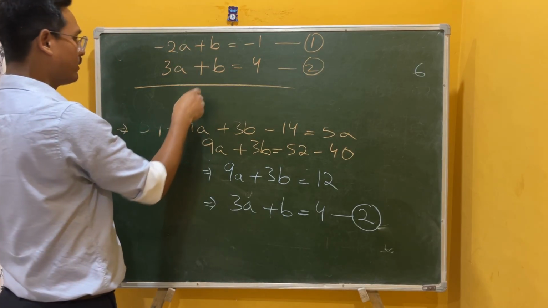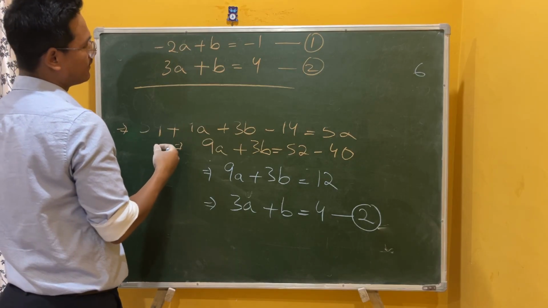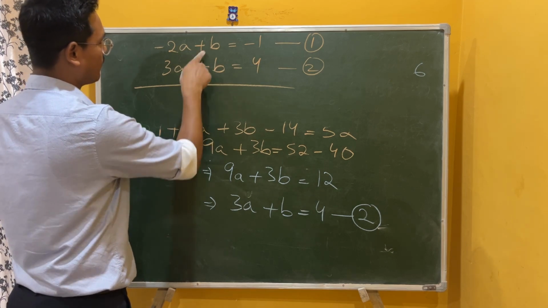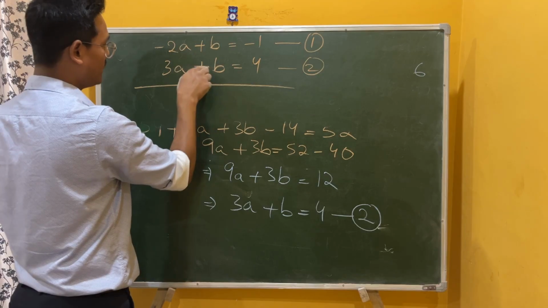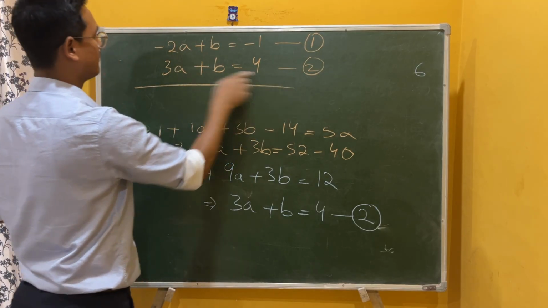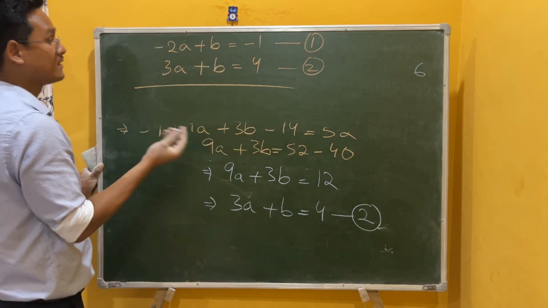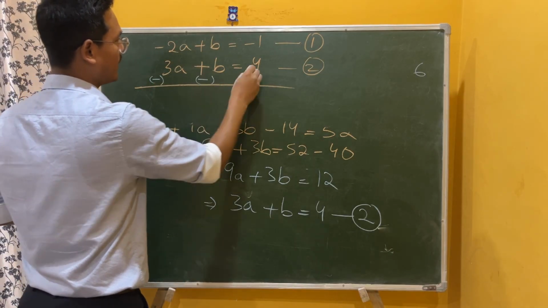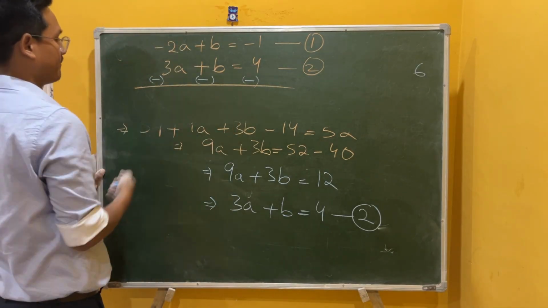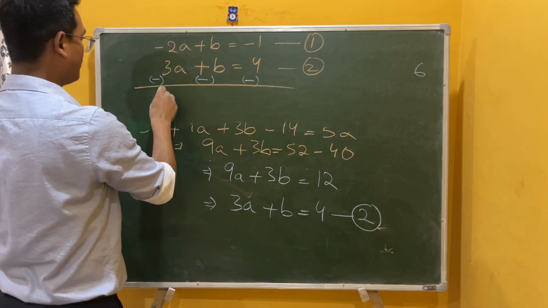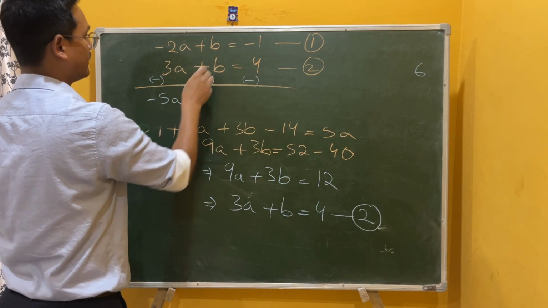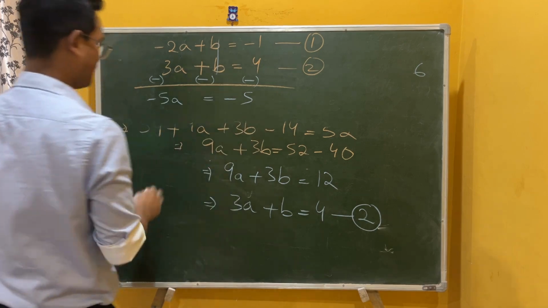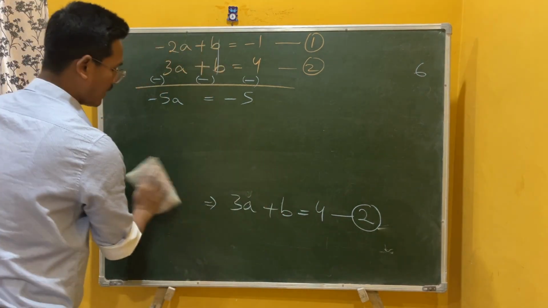Next, once they are equal, we need to have opposite signs. In this case, both of them have the same sign. So we can change the sign of b by multiplying the entire second equation by -1. If you multiply by -1, it's going to be minus 3a minus b minus 4. Now add them. So it's going to be minus 5a, and b gets cancelled. This is minus 5. So hence, how much is a? a is 1.